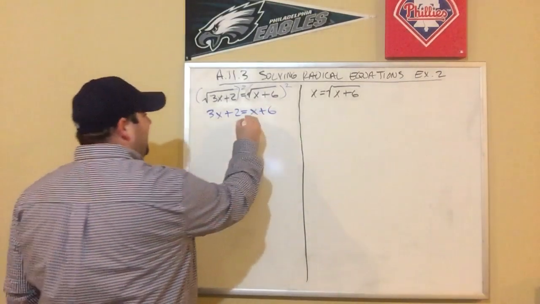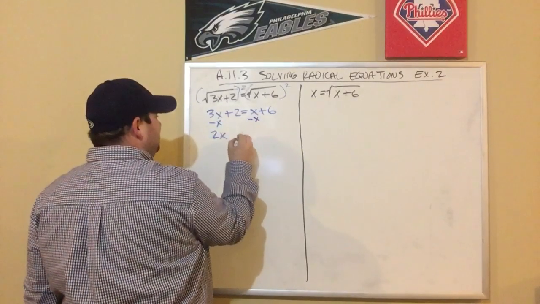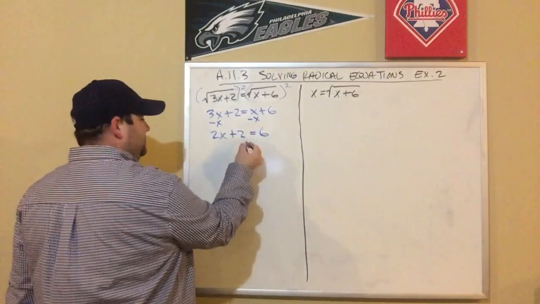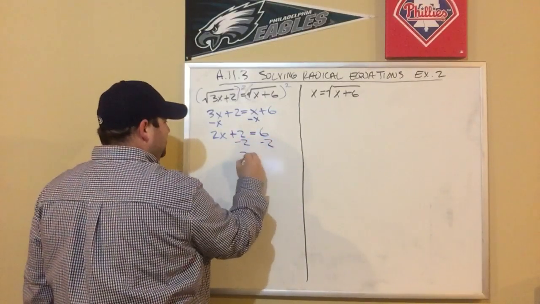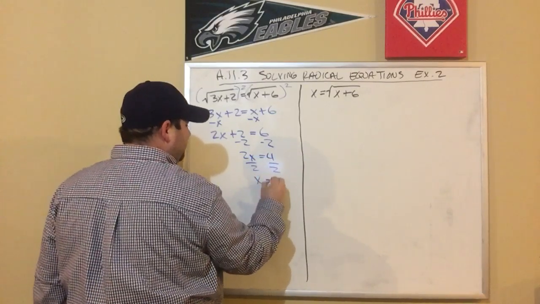I got variables on both sides, so I got to cancel one out, subtract x. So now I got 2x plus 2 equals 6. So now it's a two-step equation: subtract 2, 2x equals 4, divide by 2, and I got x equals 2.